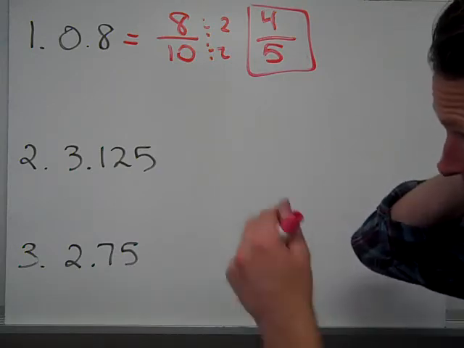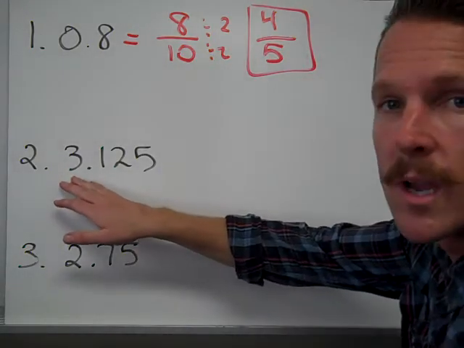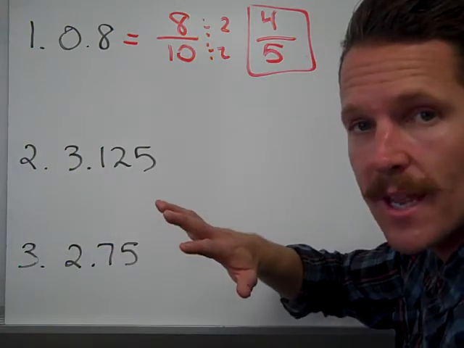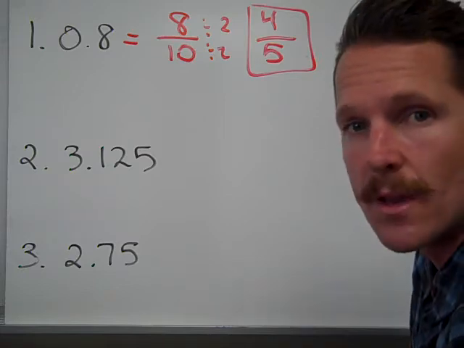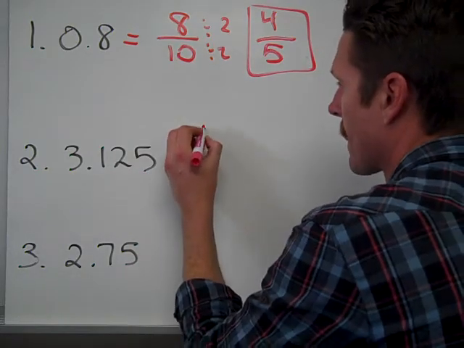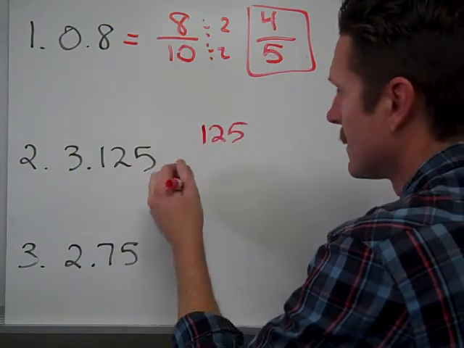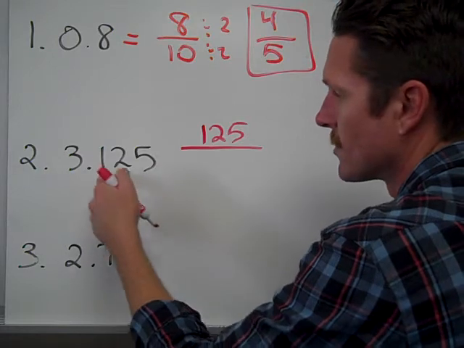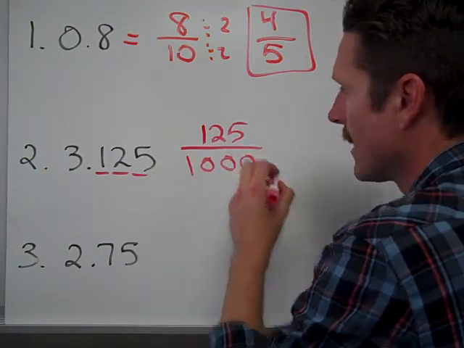Alright. Next one. Okay, this one's going to be a little bit more difficult. We have a whole number, and that whole number is going to stay 3. We're not going to even mess with it or do anything to it. Basically what we're going to have is a mixed number, with a whole number and a fraction. So 125 thousandths. I need to put that in fraction form. So, tenths, hundredths, thousandths. I need 1,000 underneath.